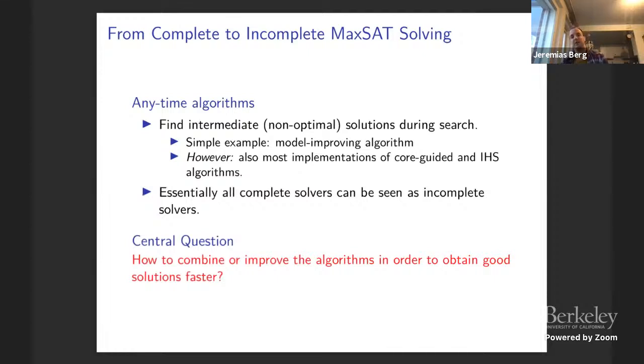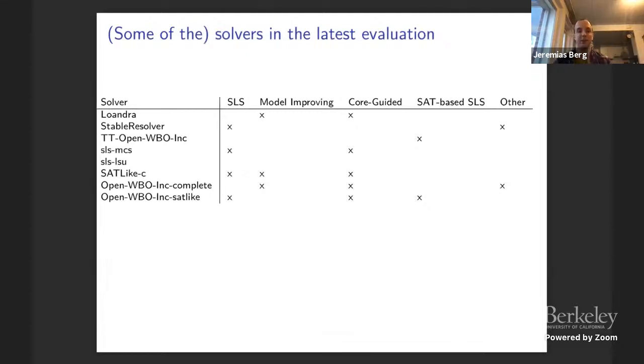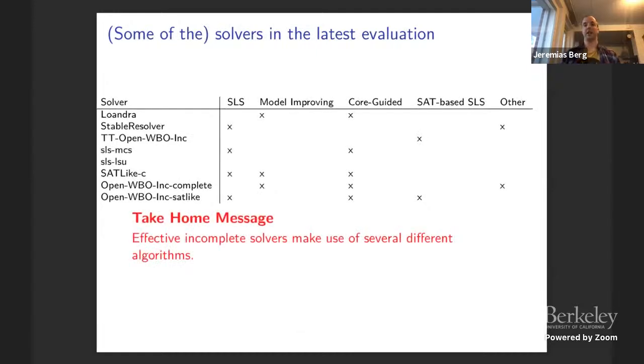So the central question in incomplete solving is how do we combine these different approaches and shift their focus from trying to prove optimality as efficiently as possible to instead trying to find a solution that is as good as possible quickly. If we look at the solvers from last year's MaxSAT evaluation in the incomplete track, we see that almost all of them implement more than a single algorithm type. So the deal here is very much to take different kinds of algorithms and make as effective use of them as possible, instead of just picking one approach and sticking with it until you find your optimality proof or have to terminate.